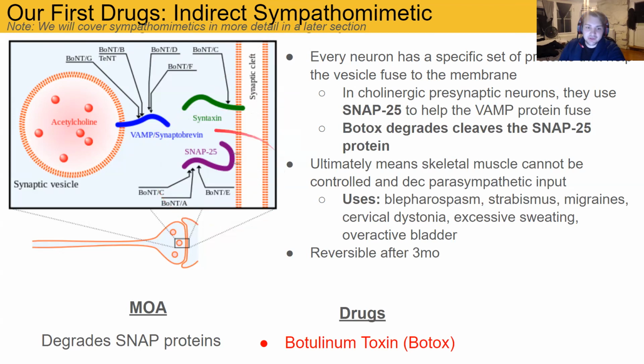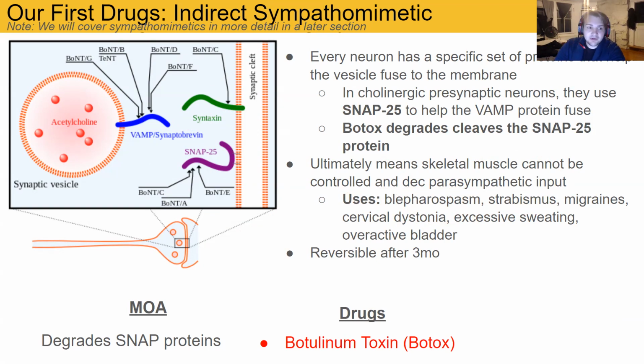And because of that, if you want to continuously block that effect, you have to keep getting Botox, keep getting Botox. And for some of these, like the blepharospasm or the cervical dystonia, it's a lot. And these are local injections into specific sites in the muscles or into the sweat glands. So it can be a lot to handle.